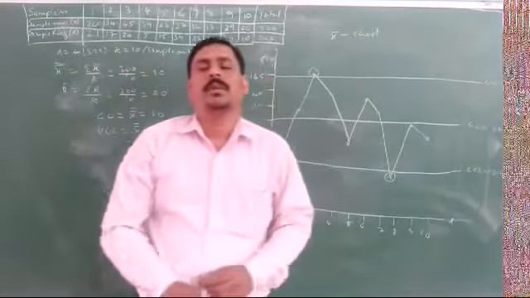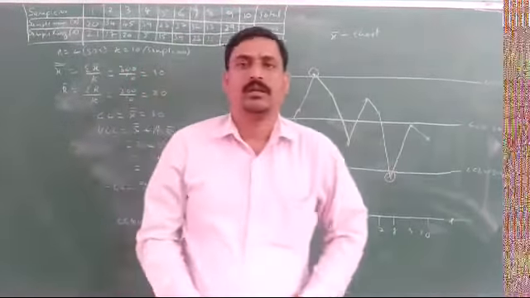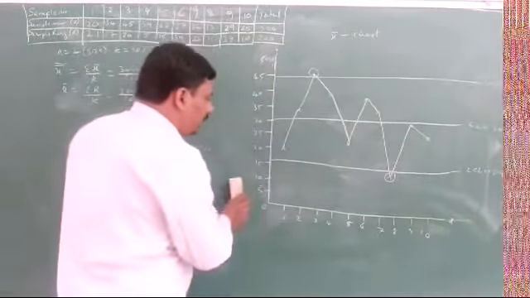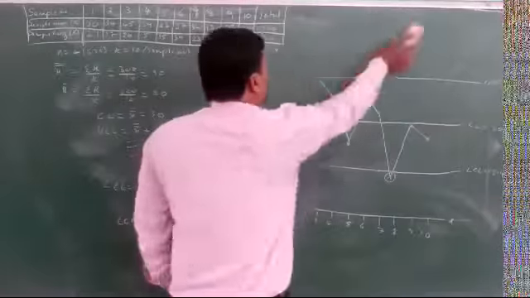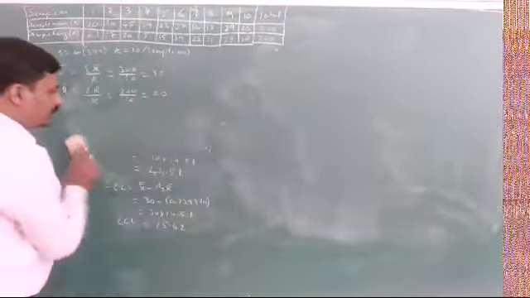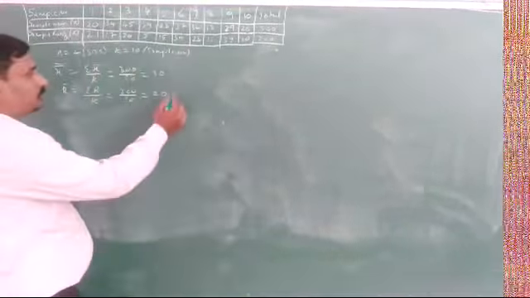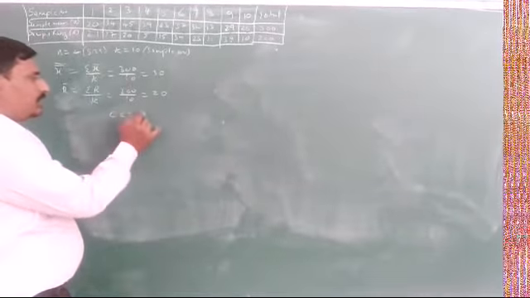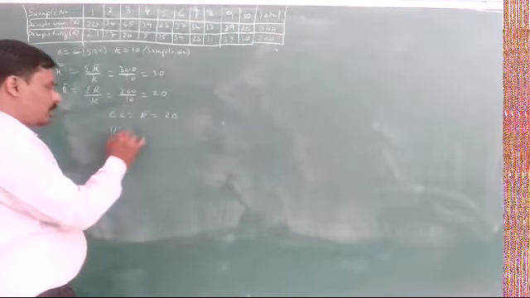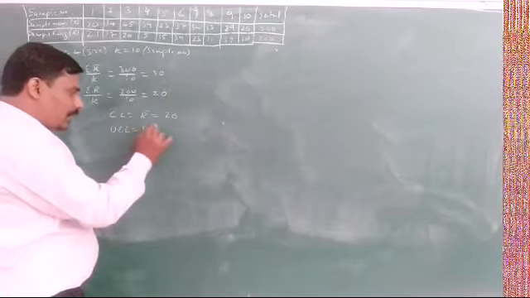For the same problem, let us calculate the R chart. R bar we already calculated. We need to calculate the upper control limit, lower control limit and center line. So here the central line is equal to R bar itself, that is 20. Then the upper control limit is equal to D4 R bar.